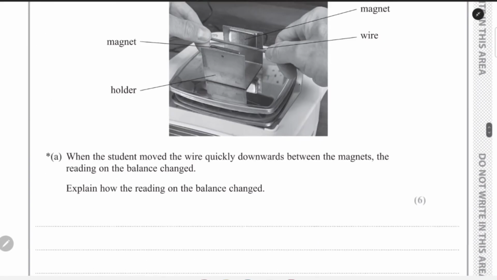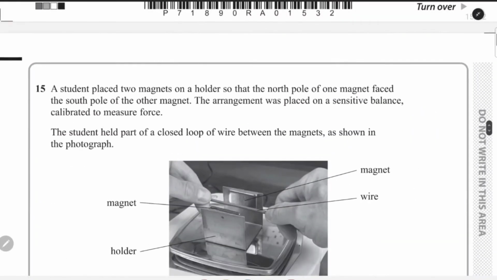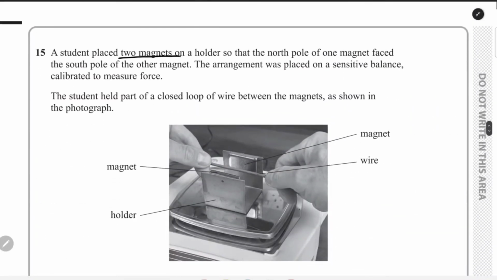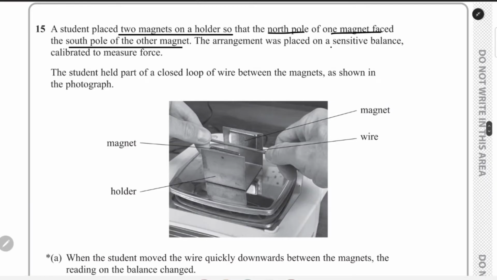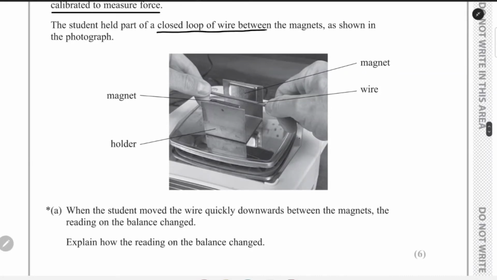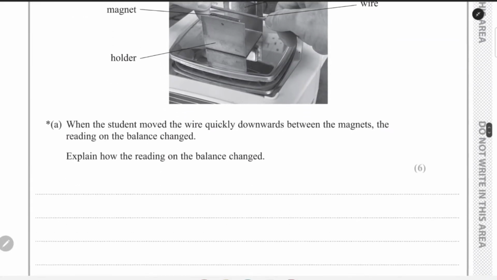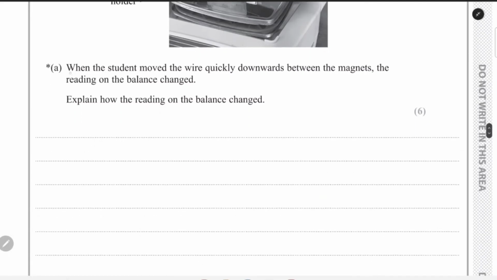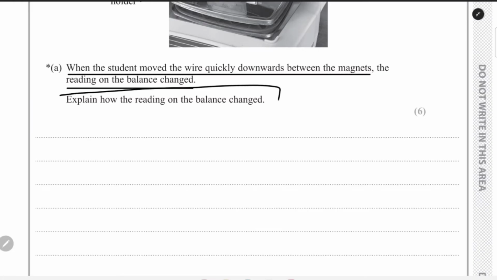So this is our 6 marker over here. We are told that a student placed 2 magnets on a holder so that the north pole of one magnet faced the south of the other, and this was placed on a sensitive balance calibrated to measure force. And then the student held a closed loop of wire between the magnets. And in this question we are told that when the student moved this wire quickly downwards between the magnets, the reading of the balance changed. We have to explain how it changed.